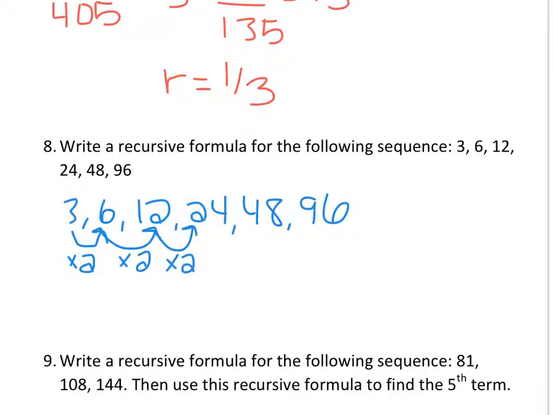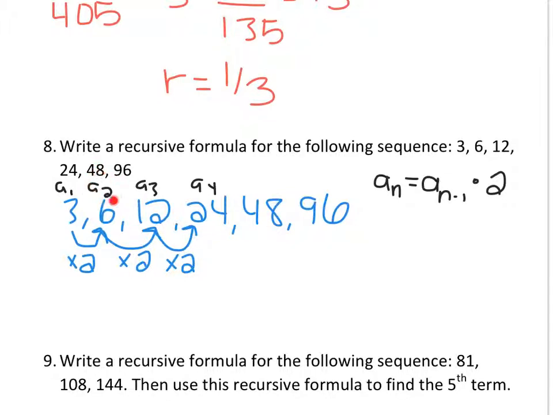So this is going to be a geometric sequence because we're multiplying by the same common ratio. And each term, so a subscript n, each term can be found by multiplying the previous term, a subscript n minus 1, by 2. Right? So a1, a2, a3, a4, and so on.